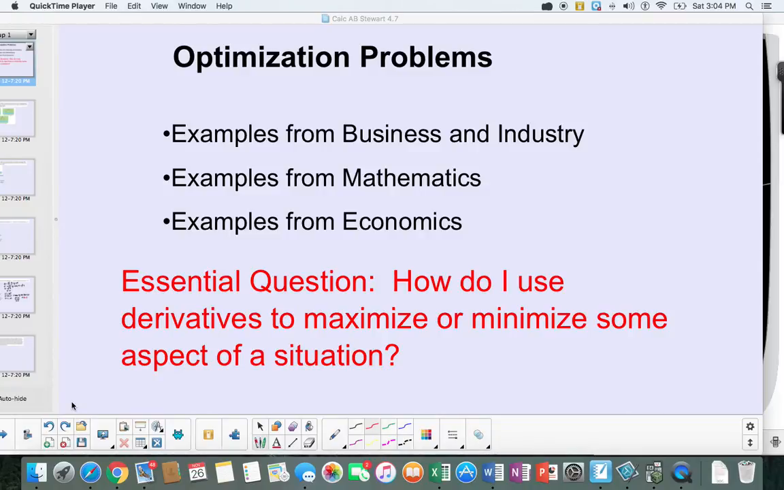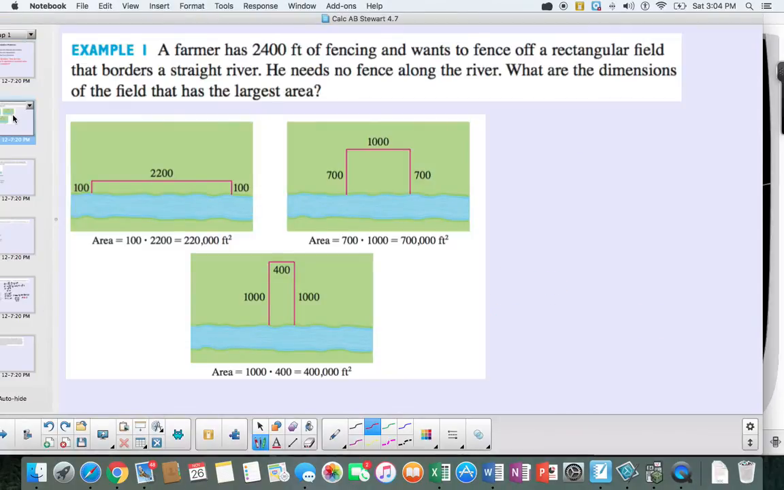Optimization problems. Essential question: how do I use derivatives to maximize or minimize some aspect of a situation? Let's take a look at this problem where 2,400 feet of fencing are used to fence off a rectangular field bounded by a river. Only 3 sides are needed for the rectangle.